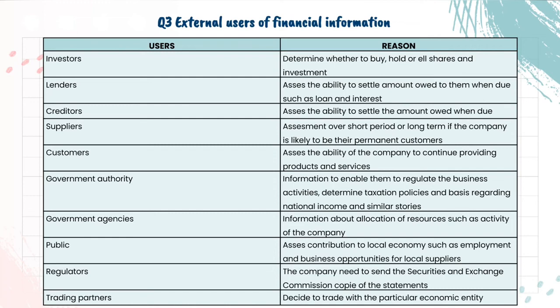Next, external users are customers, to assess the ability of the company to continue providing products and services. Government authority. They use financial information to enable them to regulate business activities and determine taxation policies and bases regarding national income and similar statistics. Government agencies use the information about allocation of resources such as activity of the company. Public. They assess contribution to the local economy such as employment and business opportunities for local suppliers. Then, regulators. The company needs to send the Securities and Exchange Commission a copy of the statements. The last one, the external users of financial information is the trading partners that use financial information to decide whether to trade with a particular economic entity.